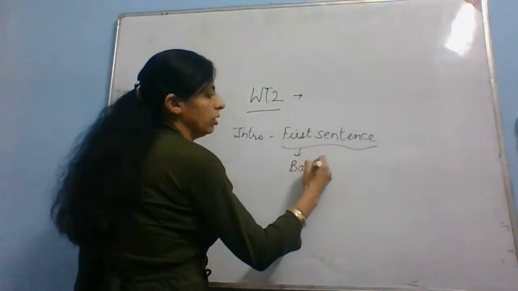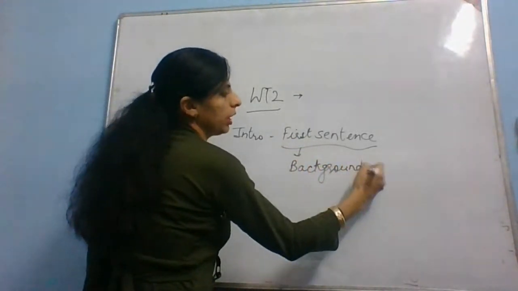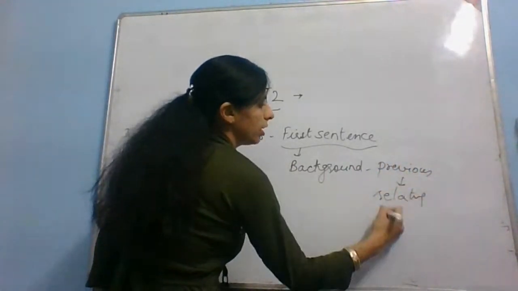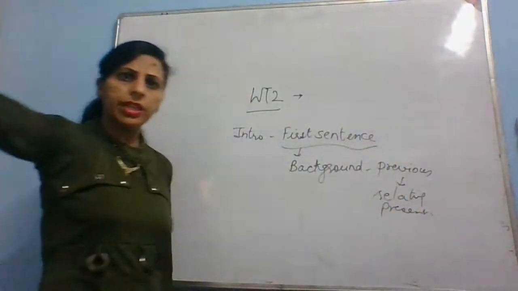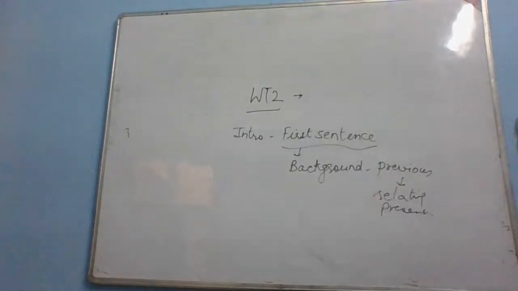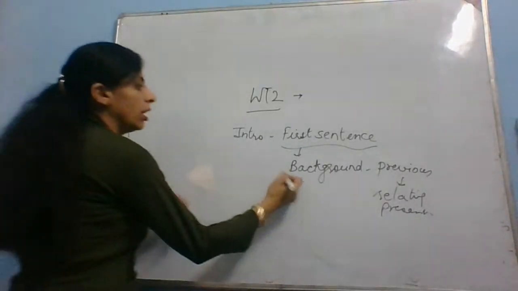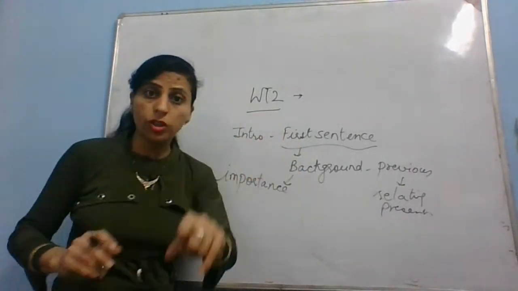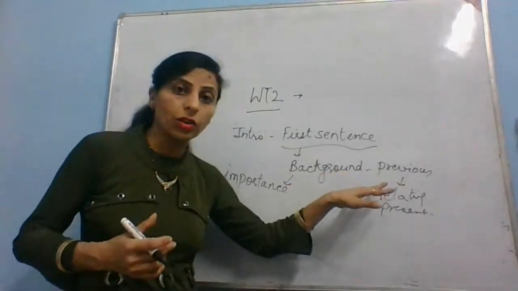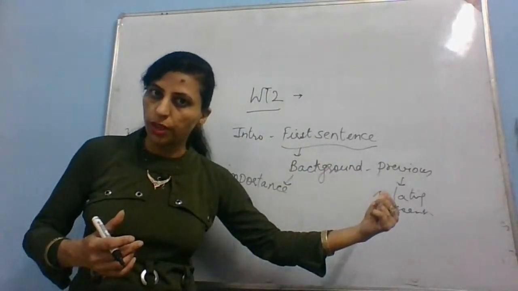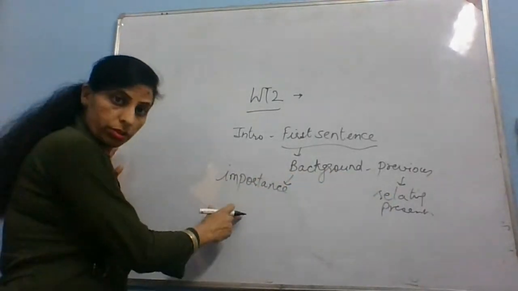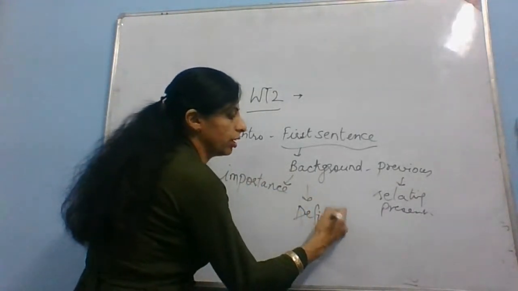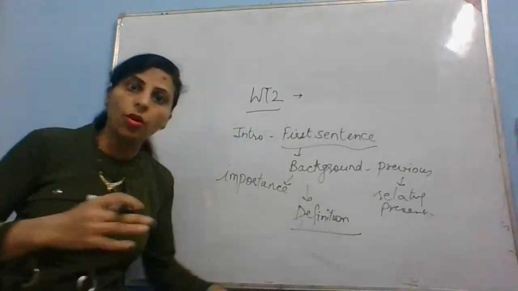You can give the background, meaning the previous situation and relating it to the present, how it was in the bygone era and how it is right now. Then we have the next thing, we can give the importance of it. Again, this is your choice. If you know about the background, the previous thing, then you must write according to that. If you know about the importance, you must start with that. If you know about the definition, you must go according to that.